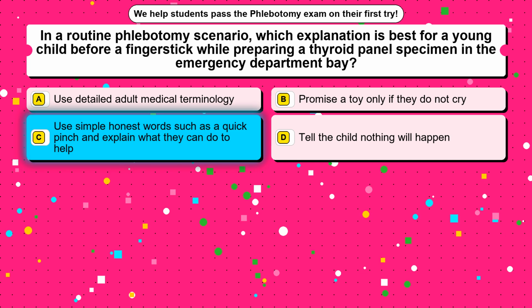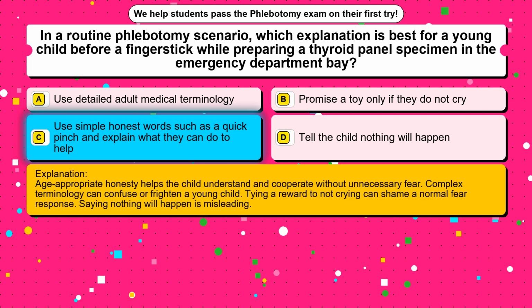The correct answer is option C. Use simple honest words such as a quick pinch and explain what they can do to help. Age-appropriate honesty helps the child understand and cooperate without unnecessary fear. Complex terminology can confuse or frighten a young child. Tying a reward to not crying can shame a normal fear response. Saying nothing will happen is misleading.